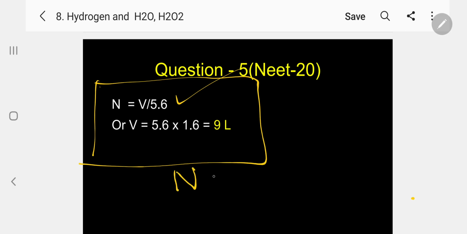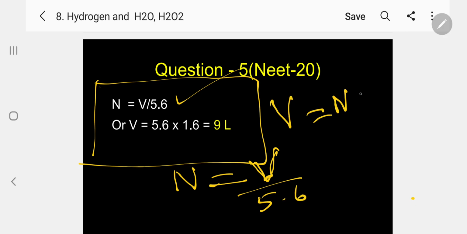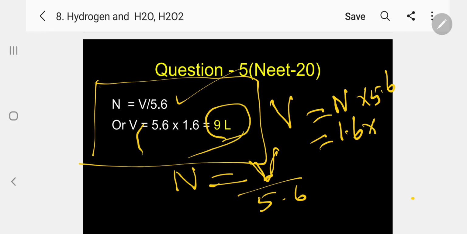Normality equals volume divided by 5.6, or volume equals N into 5.6. So what is the volume? It is given 1.6 into 5.6. Kindly follow, the answer is 9 liters. So 9 liters of oxygen corresponds to a strength of 1.6 normality. Very, very easy. So you have to memorize this factor. Finally, follow, my dear students: 5.6.